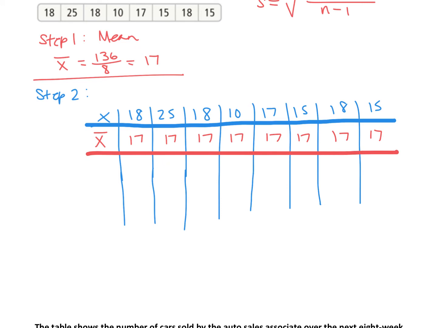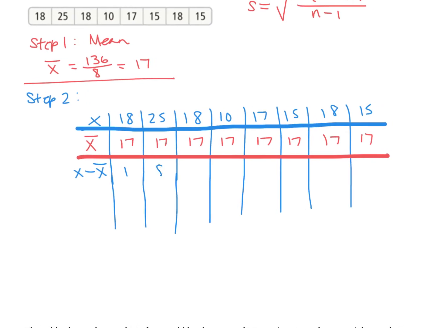Okay, now we're going to find the difference between our data point, x, and the mean. So we're going to do some subtracting here. All this is saying is what is x minus the mean? So what is 18 minus 17? We get a 1. What is 25 minus 17? 8. 18 minus 17, 1. And we just go through and we do that subtracting. You will get some negative numbers. We get a negative 7. 17 minus 17 is 0. A negative 2, a 1, and a negative 2.